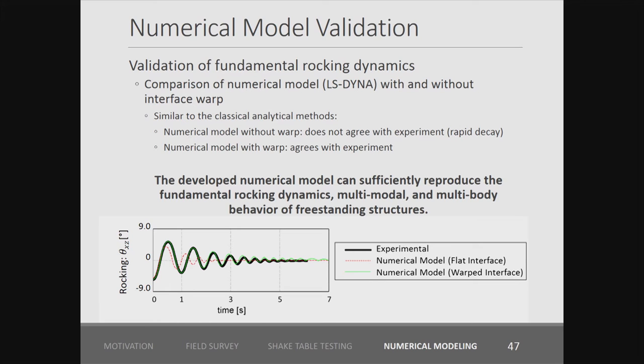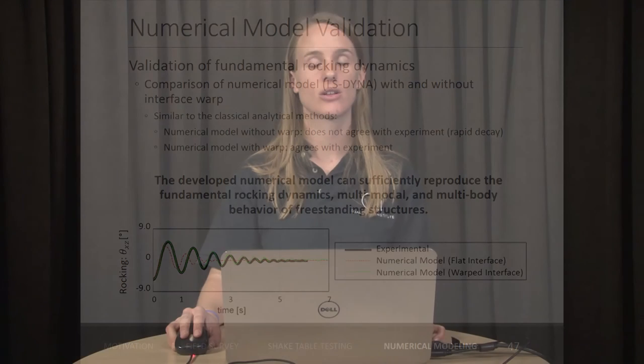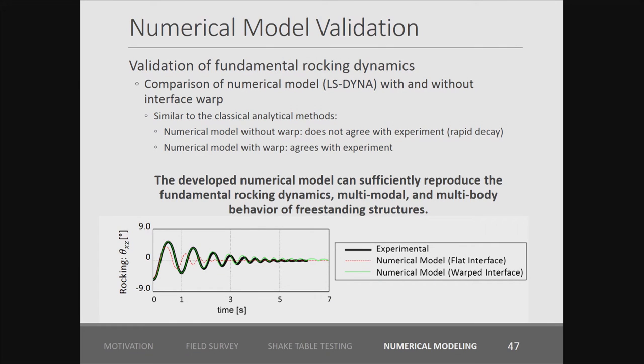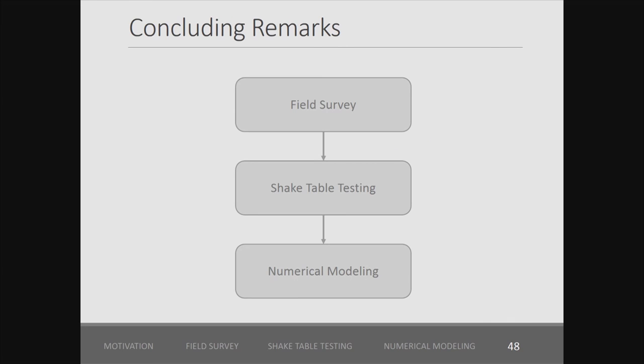And the results are very similar to the previous study for the classical model incorporating two rocking points, where the numerical model, including only two points, shows an inability or a poor agreement in terms of both the post-impact amplitude as well as in terms of the rate of decay, with a much improved agreement shown for the numerical model incorporating that physically modeled warp. And so therefore, the developed numerical model in LS-DYNA can sufficiently reproduce the fundamental rocking dynamics as well as the multimodal and complex multi-body behavior of freestanding structures.